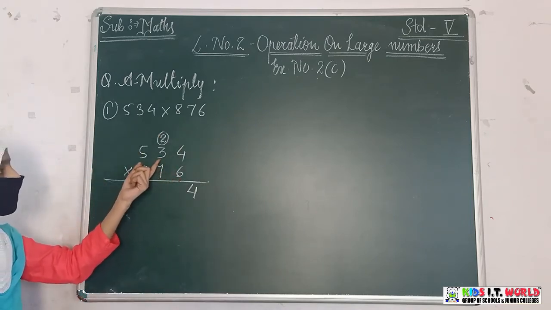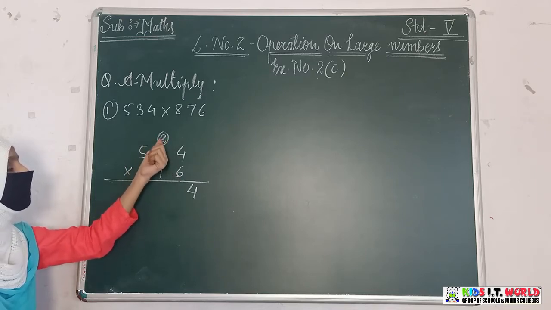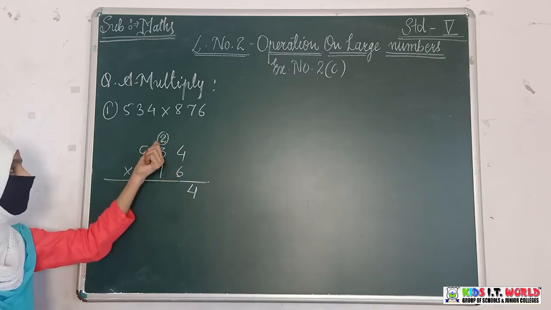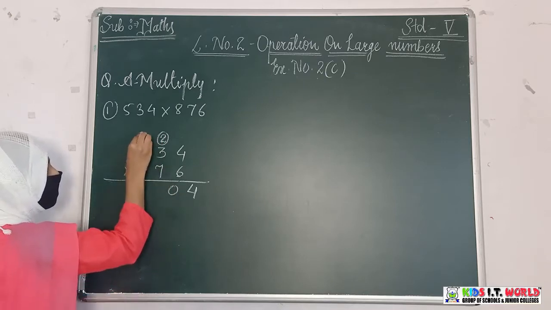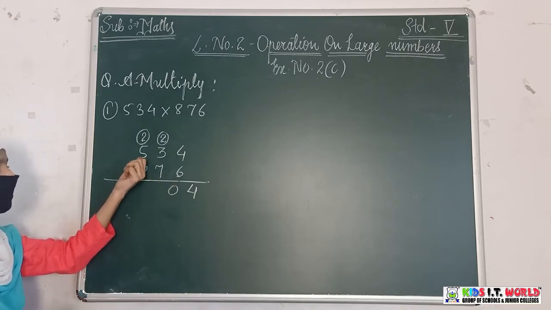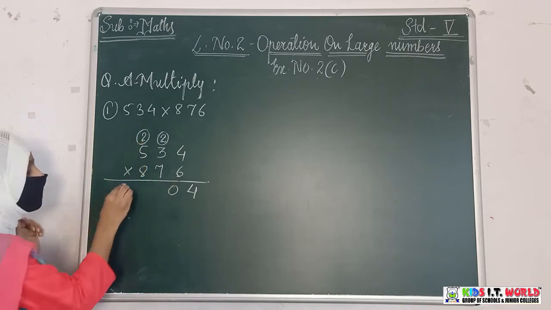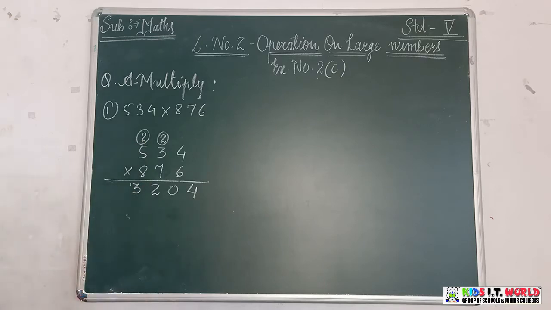Then 6 3s are 18. 18 and which number we have carried here? That is 2. 6 3s are 18. 18 plus 2, it is 20. So 2 will be carried here. 6 5s are 30. 30 plus 2, it is 32. In the next step, we have done with the 6.